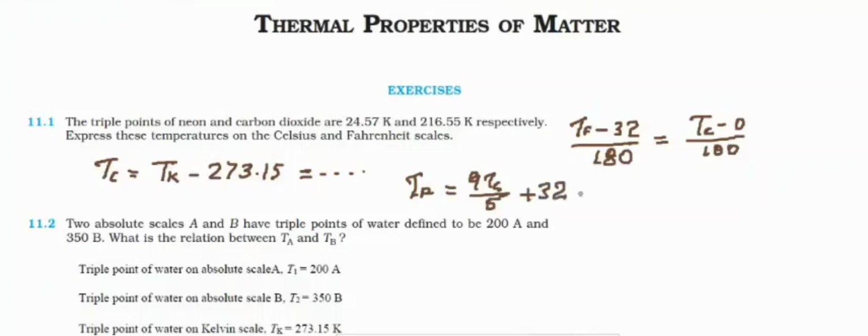This formula can be directly used for conversion between Fahrenheit scale and Celsius scale. So substitute the values of Tc which you have calculated in previous case. You can find the values in Fahrenheit scale.